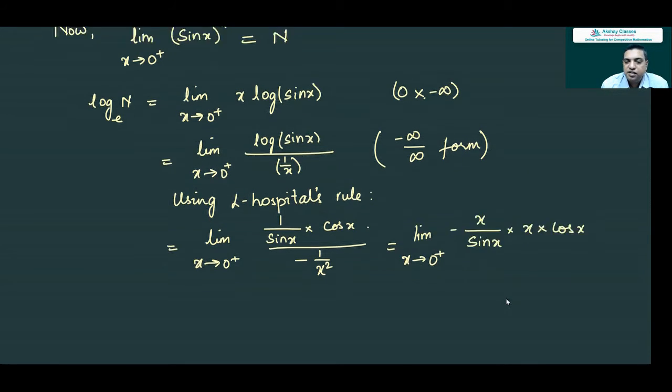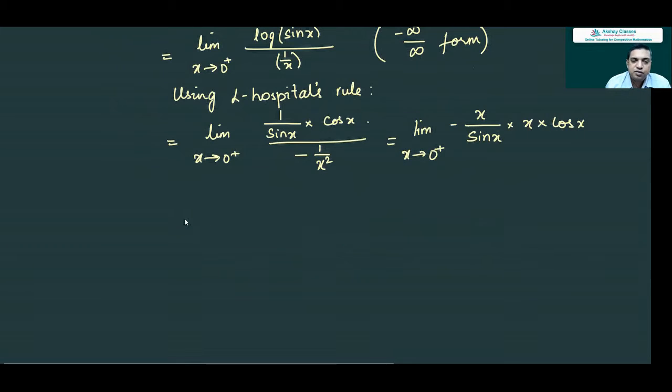Now limit as x tends to 0, sine x upon x is 1. So x upon sine x will also be 1. But x will tend to 0, and cos x as x tends to 0 will be tending to 1. So again, this limit, because of this x, tends to 0.